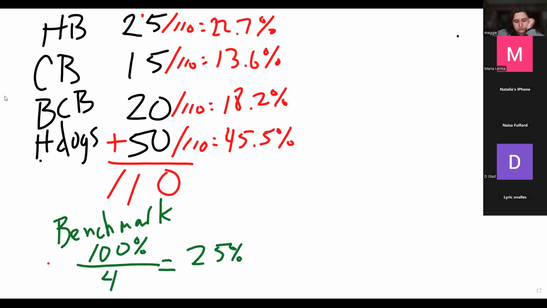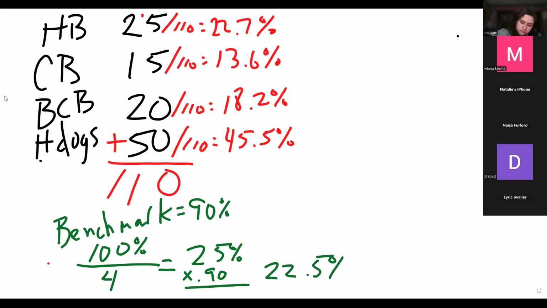And remember that benchmark, I will always give you that benchmark percentage. So let's call it 90%. Okay. So we're gonna multiply by 0.90. Should be 22.5, but let me just double check. Yep. So my answer is 22.5%. That is my benchmark.